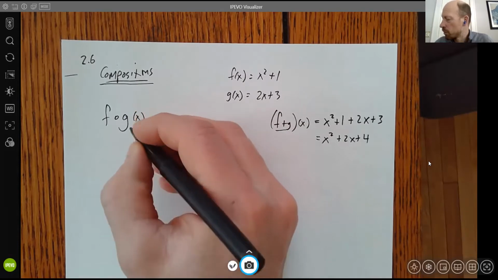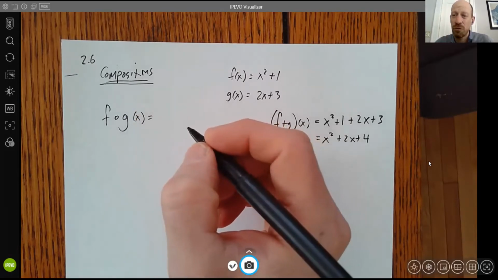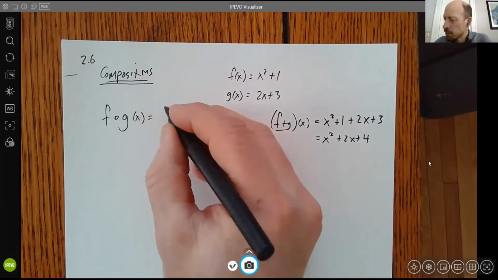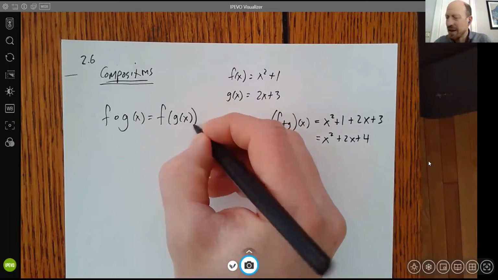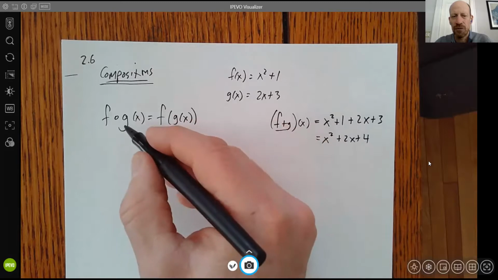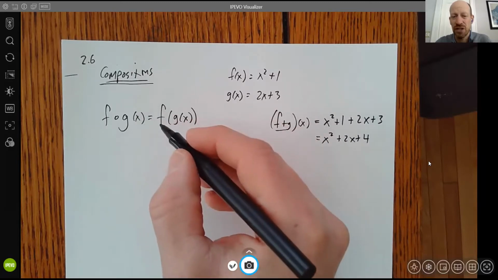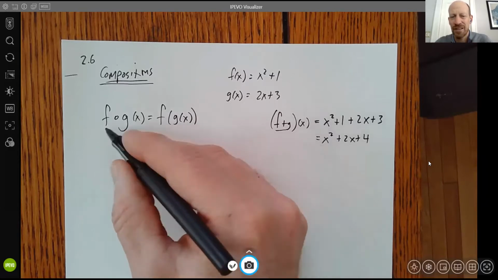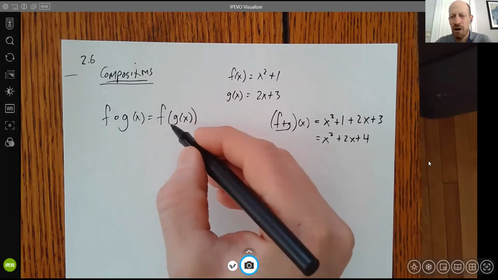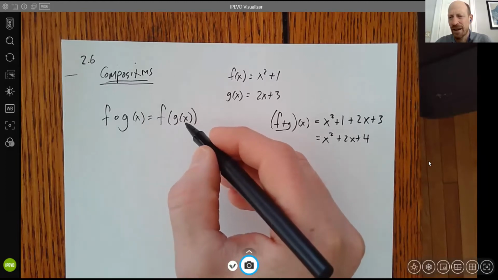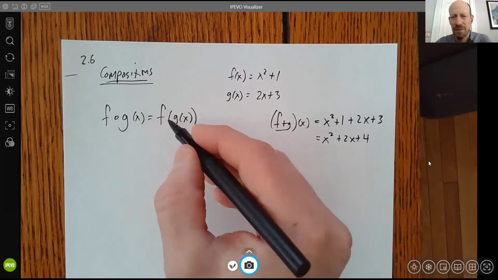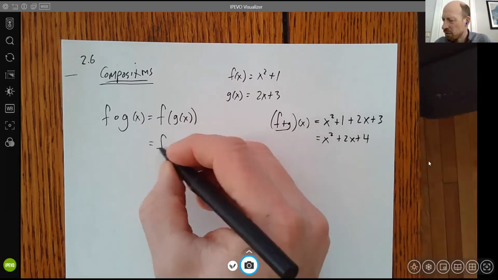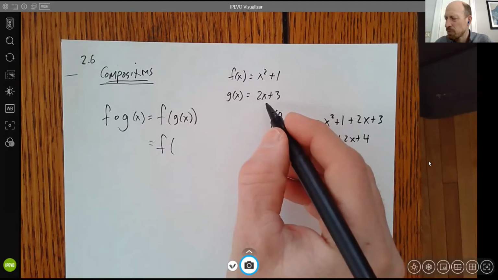So the question is, what does that mean? How do we put the two functions together? What it means is we do them in a nested order. So f circle g, or f composed with g, is really just f of g of x. And there's never a situation where this is more useful than this. It's always better to write it as f of g of x. So if I ever see f circle g, I immediately write it or think of it as just f of g of x.